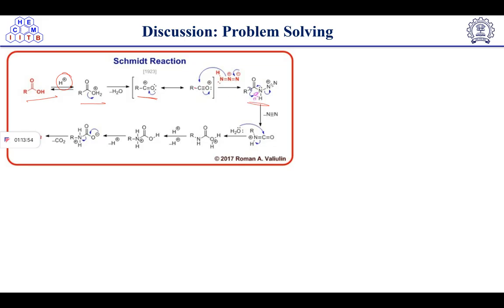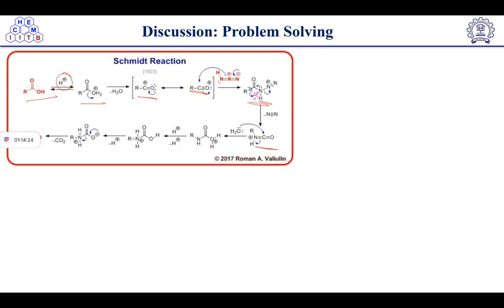Correct? Because we can write ketene in this form also. Everybody is aware of this one. So this nitrogen will attack over here and it will become like this. Okay. After this one, N2 elimination will take place, which is a good leaving group, and we will get this isocyanate intermediate. Sorry, isocyanate intermediate.